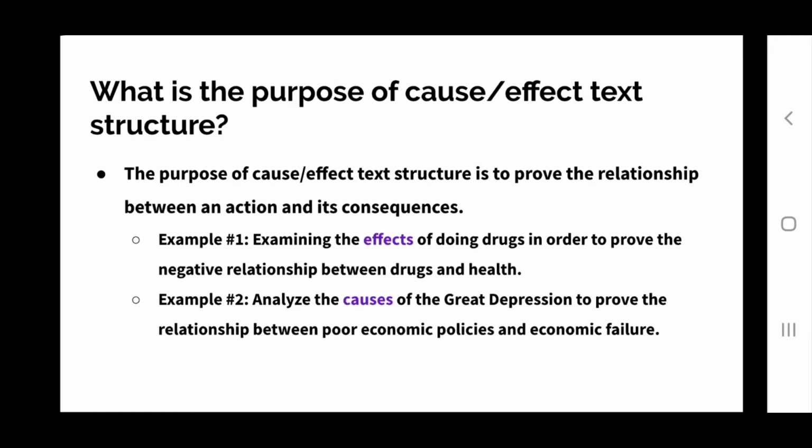What is the purpose of this structure? So this structure is used to prove the relationship between an action and its consequences. Now we have got 2 examples here. Number 1, examining the effects of doing drugs in order to prove the negative relationship between drugs and health. Example 2, analyzing the causes of the Great Depression to prove the relationship between poor economic policies and economic failure. More likely than not, you guys have written cause and effect text structures before.